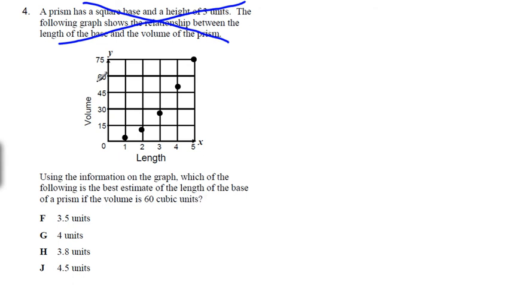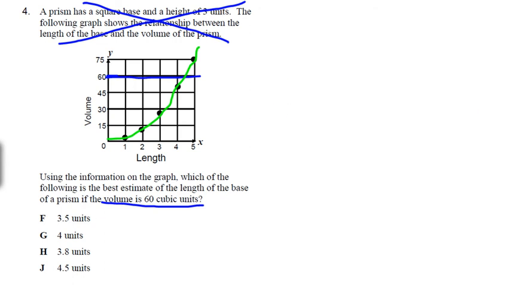Well, let's look at our labels here. We've got length, we've got volume. Well, what we're looking for is if the volume is 60. So we look at this y-axis and we say, where is 60? It's right here. Anywhere on this line, volume would be 60. And now if we follow the path of this line, it's not really a straight line, it sort of curves. Yeah, there's a perfectly straight line right there.